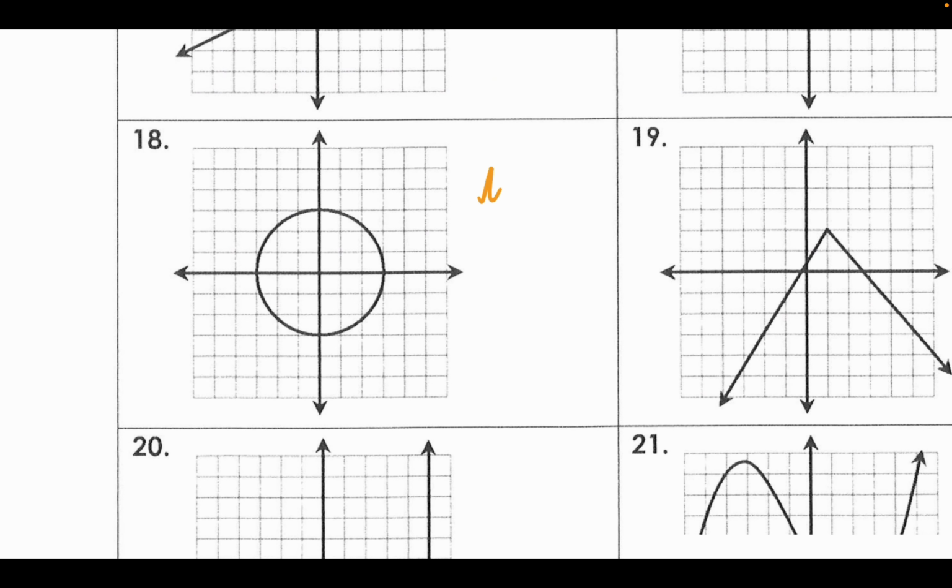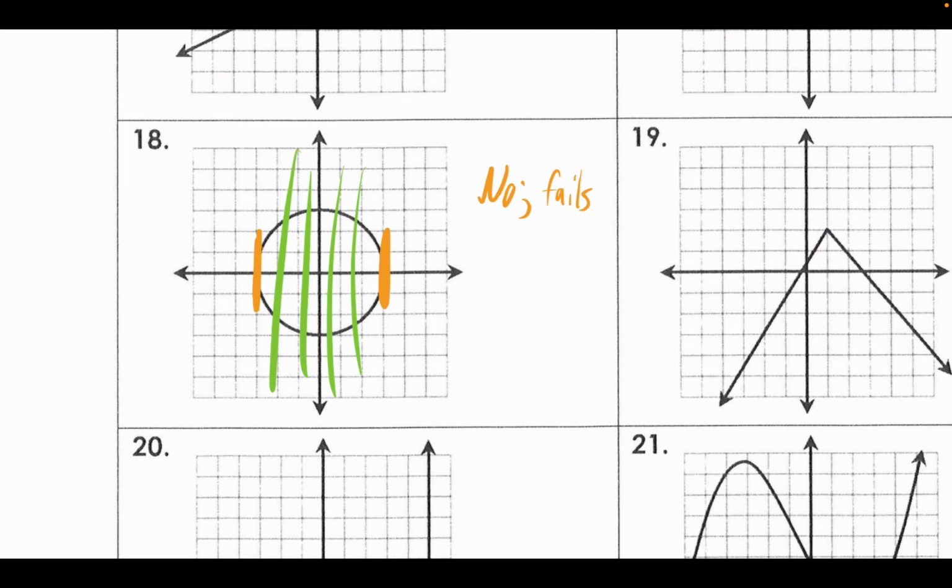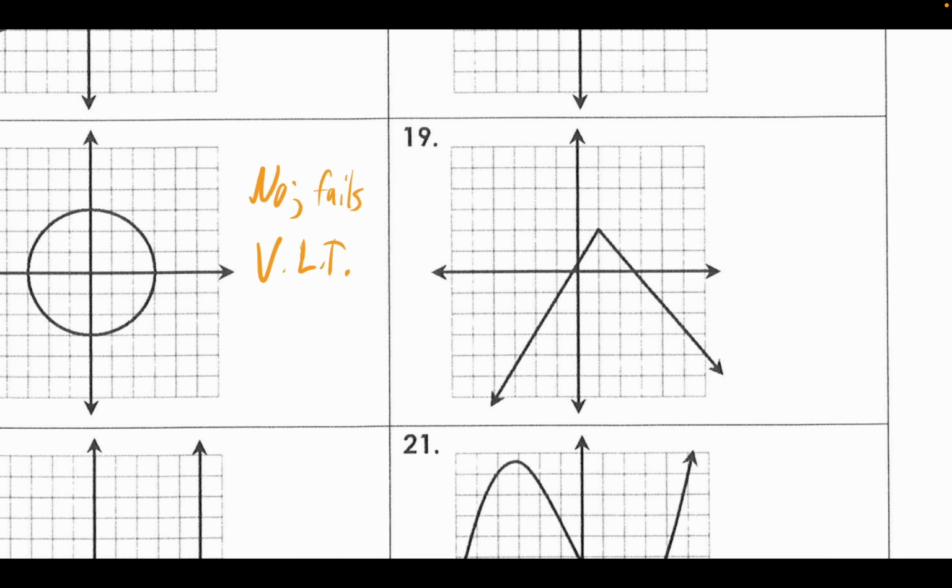18 is also not a function. It also fails the vertical line test, because anywhere between the ends of the circle, any vertical line here in the middle that you could possibly want to draw would hit more than 1 point. And because even one of them hitting more than 1 point is enough to tell us that it fails the vertical line test, it is not a function. Number 19, no vertical line would ever hit more than 1 point, and so this is in fact a function.